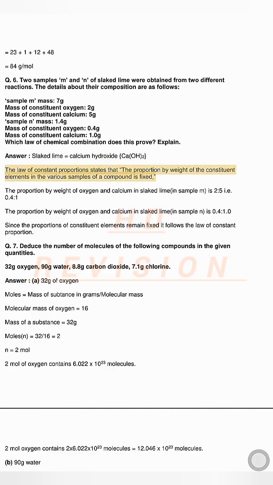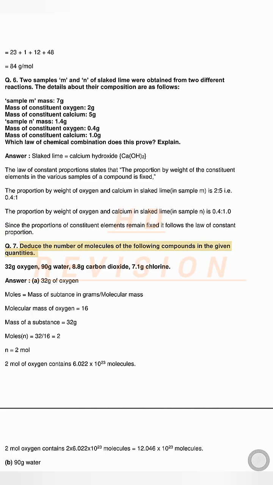The law of constant proportion states that the proportion by weight of the constituent elements in the various samples of a compound is fixed. The proportion by weight of oxygen and calcium in slaked lime, in sample M, is 2:5, i.e. 0.4:1. The proportion by weight of oxygen and calcium in slaked lime, in sample N, is 0.4:1.0. Since the proportions of constituent elements remain fixed, it follows the law of constant proportion.